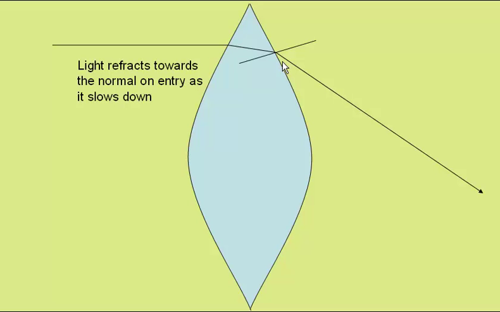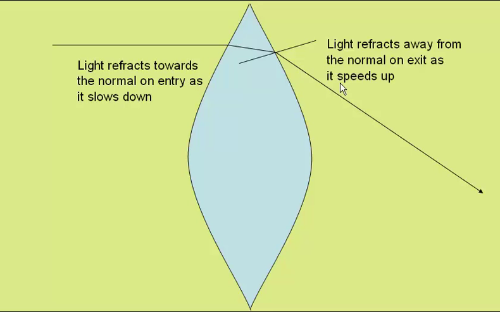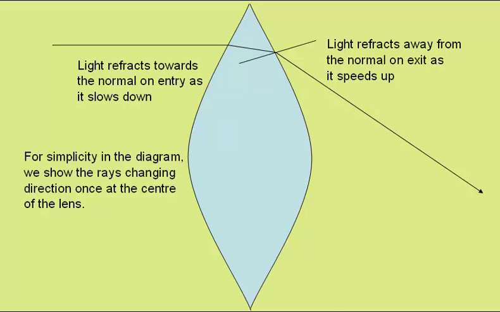Adding a normal here, you'll see that the angle of incidence is now less than the angle of refraction, and the light has refracted away from the normal on exit as it speeds up. For simplicity, in the diagrams we show the rays changing direction once at the centre of the lens, like this. This isn't what actually happens, it just makes the diagrams a lot easier than doing two bends like this.